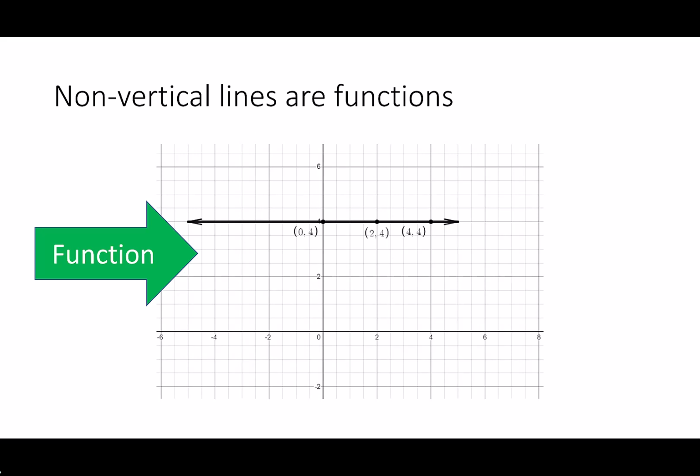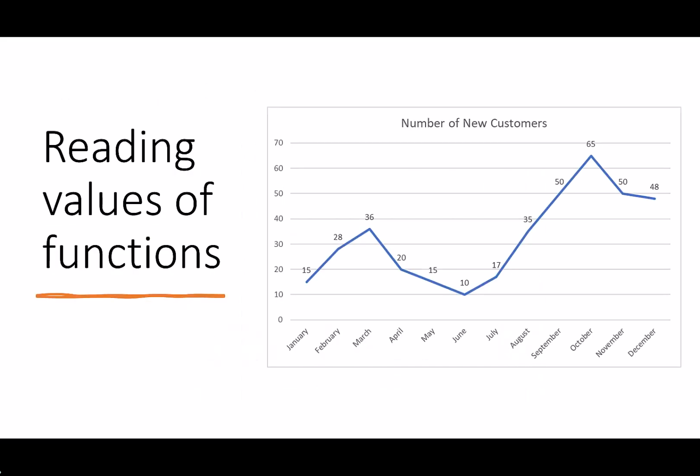Once we know what the graph of a function looks like, we want to be able to read values of the function. Reading values of functions is like reading graphs from a chart. If we take a look at this line graph of the number of new customers, and I wanted to know the number of new customers in March, I would go to March on the graph and look up to the point on the graph, which says 36. Think of this as input March, output 36. Same thing if I wanted to look at what happens in October, I would look at October on the graph and look up to the y value, which would be 65.